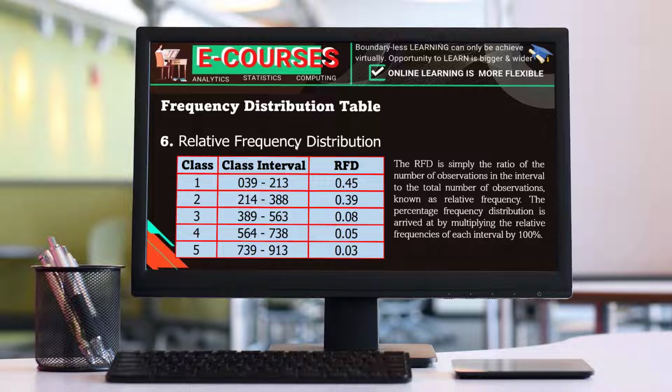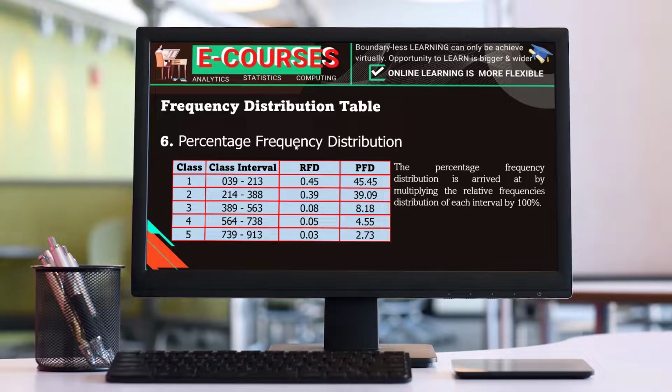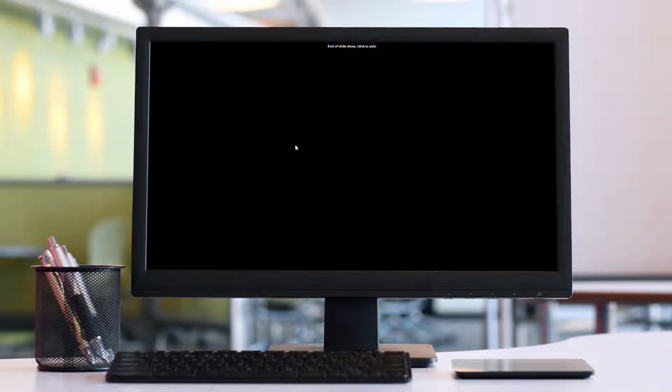So we need to divide each frequency by 110 in order to calculate the relative frequency distribution. For the percentage frequency distribution, all we need to do is multiply the RFD by 100. The total of the PFD should be 100. Alright, so this is the frequency distribution table. Thank you.